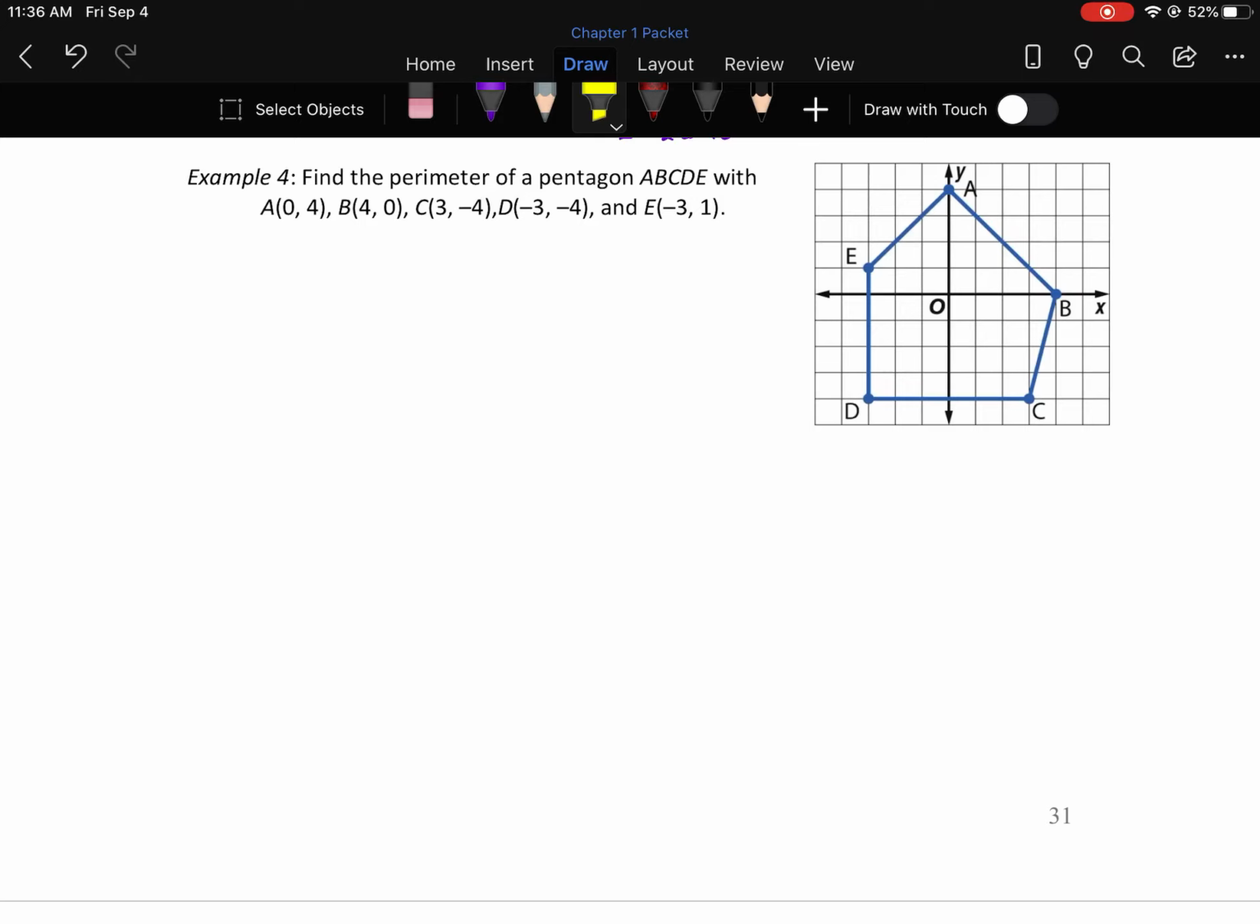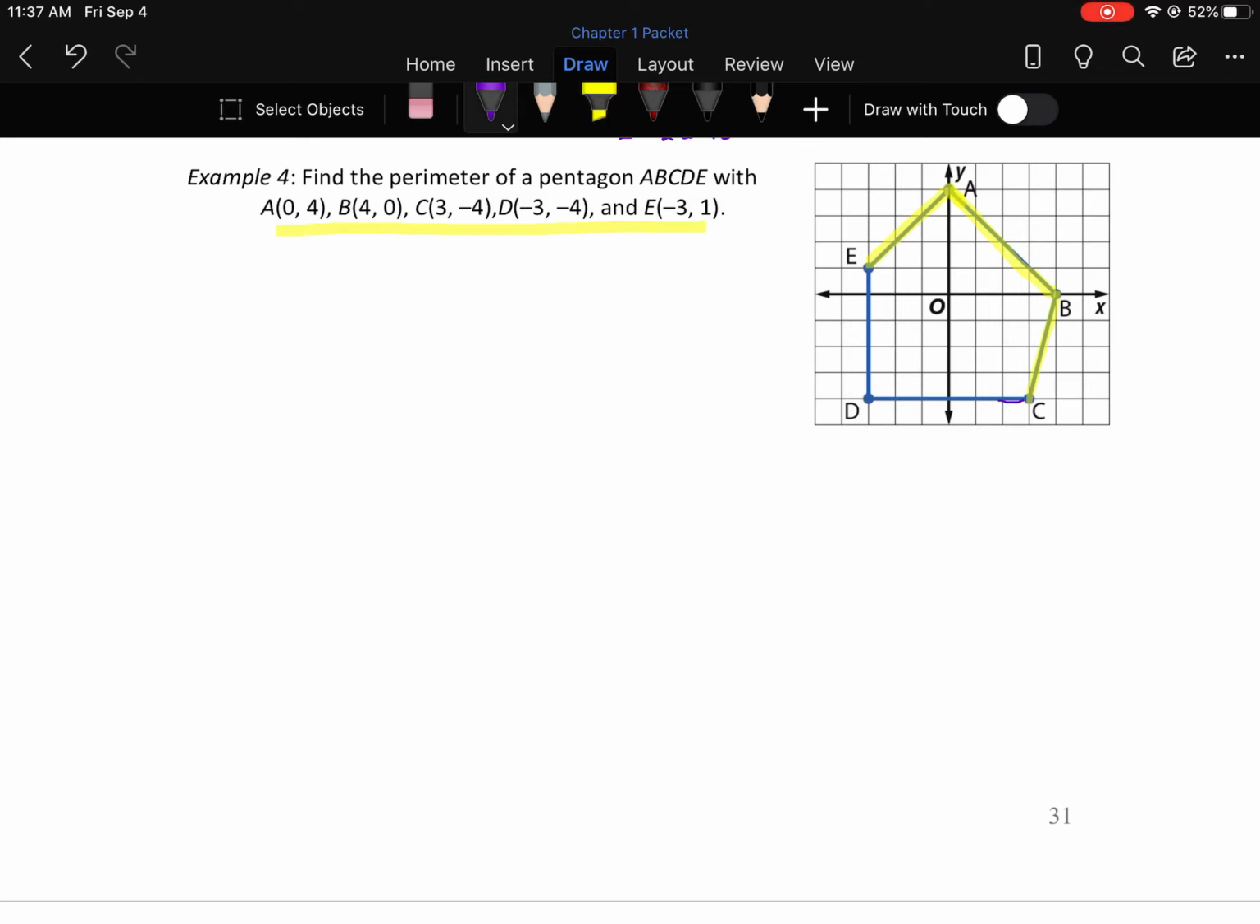All right, example 4. It says, find the perimeter of a pentagon ABCDE with those vertices. Now, this problem gave us all of the ordered pairs, and they gave us the figure. I am so happy for this figure right now because if we're trying to find the perimeter, that means I have to find the length of all of these sides. So if they're not vertical or horizontal, distance formula. So we're going to have to do distance for E to A. Distance for A to B. B to C, we have to do distance, but look at the last two.